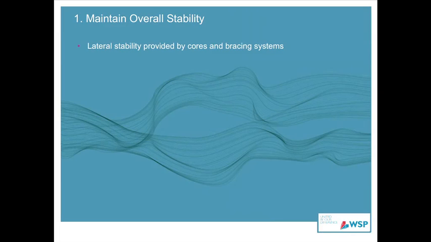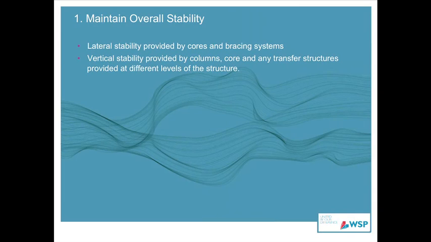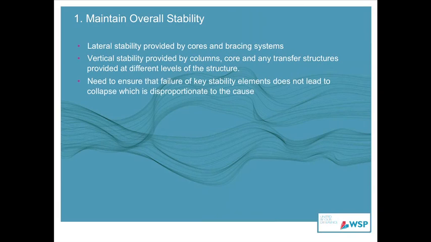In terms of maintaining overall stability, the main lateral stability of most buildings is normally provided by core and bracing systems. In terms of vertical stability and the framing arrangements, columns and cores and any transfer structures can be provided at different levels of the structure. So we need to ensure that the failure of key stability elements does not lead to a collapse which is disproportionate to the cause. In some ways, this is no different to the structural engineer designing for any other risks which the building may be subjected to. So he's got to ensure that the structure is designed against accidental events.